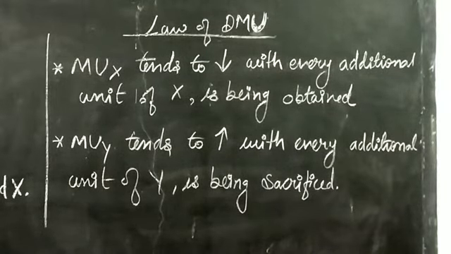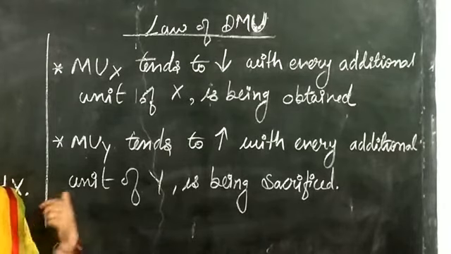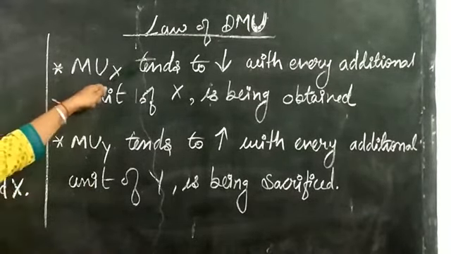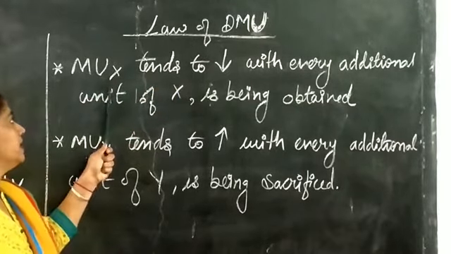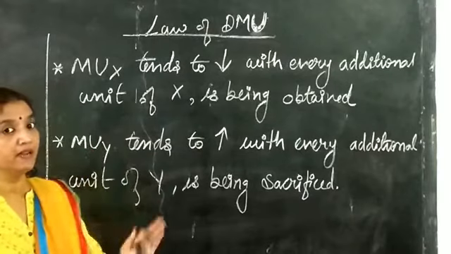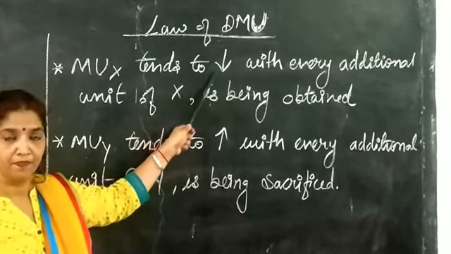इसको हम easily समझ सकते हैं. कॉन्वेक्सिटी और X का कंजम्पशन बढ़ने पर Y का कंजम्पशन कम होना, we can understand this concept with accordance of law of diminishing marginal utility. कैसे हम समझ सकते हैं? Marginal utility of X, that is the marginal utility deriving from the consumption of X, it tends to decline.